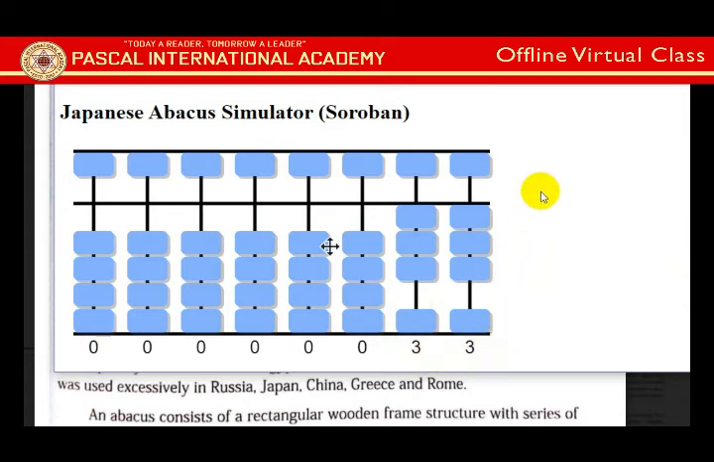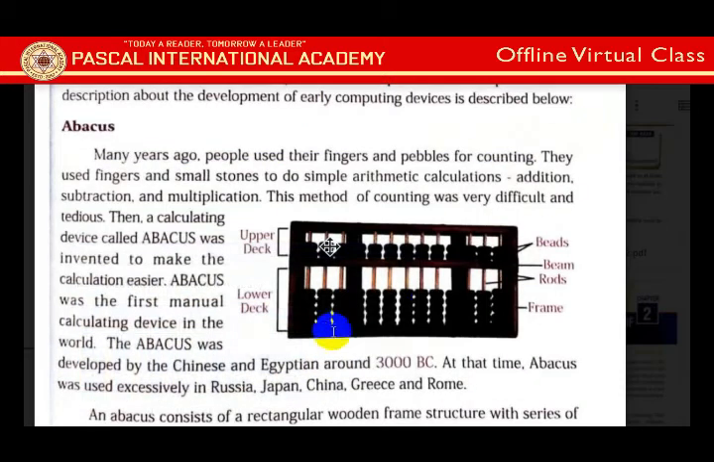So you can practice also. I will keep it on our school's website also. You just practice like this. So the whole thing is how it works. Okay, I hope you understood how it works. Okay, now let's go for the next one.